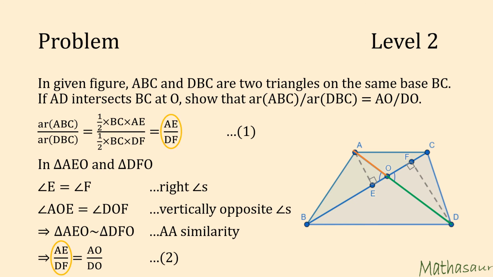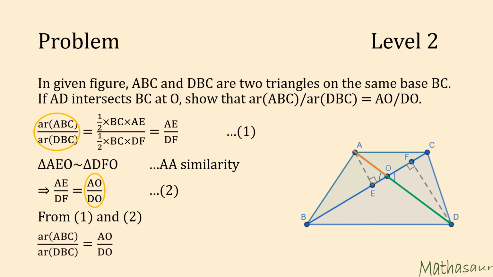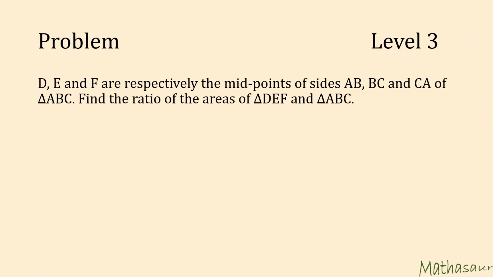We see that AE by DF was also there in statement 1. So from statements 1 and 2, we see that area of triangle ABC is to area of triangle DBC is equal to AO is to DO. Let us look at another problem.